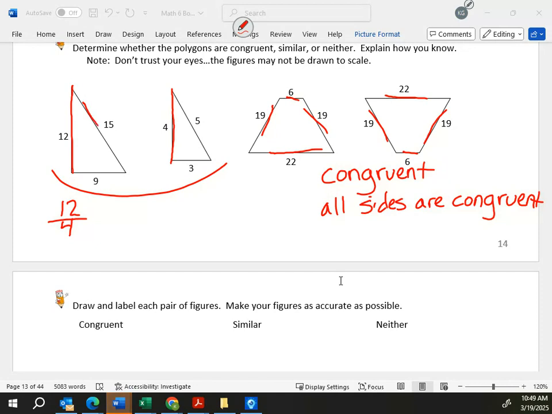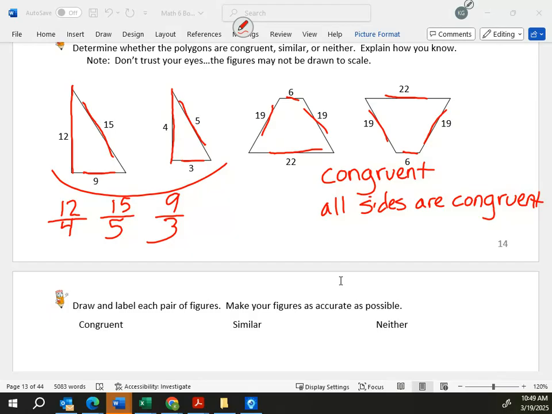Here we have our slanted side is 15. I'm putting the slanted side of the smaller polygon under it. Here we have 9, and here we have 3. So I matched up each of the sides. The big polygon's 12 to the small polygon's 4. Big polygon's 15 to the small polygon's 5. Big polygon's 9 to the small polygon's 3.